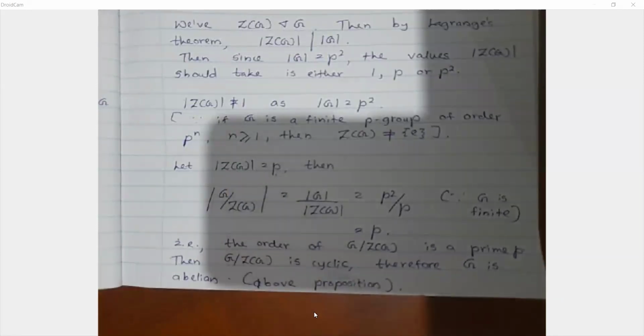Now, the last case we have to consider is when the order of the center is simply equal to p squared.